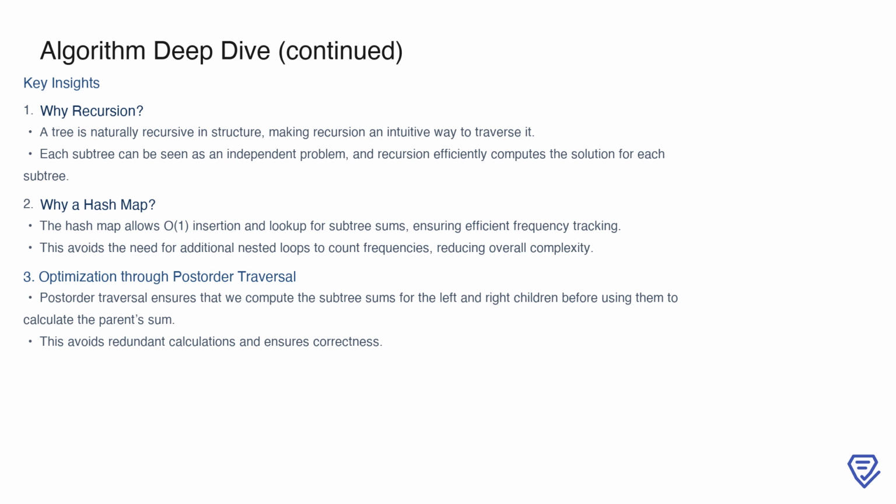Additionally, the use of post-order traversal ensures that we compute the subtree sums for a node's children before calculating the sum for the parent node. This traversal order avoids redundant calculations and guarantees that we build the sums in a bottom-up manner.